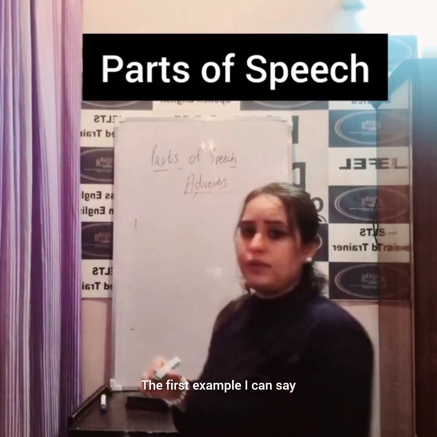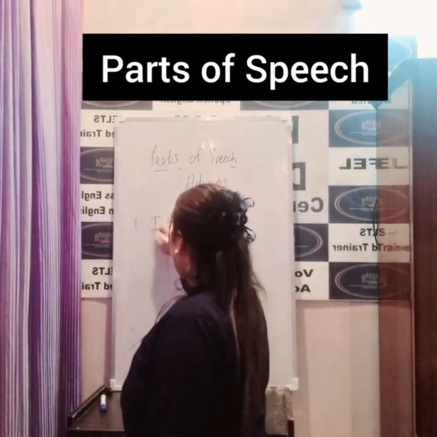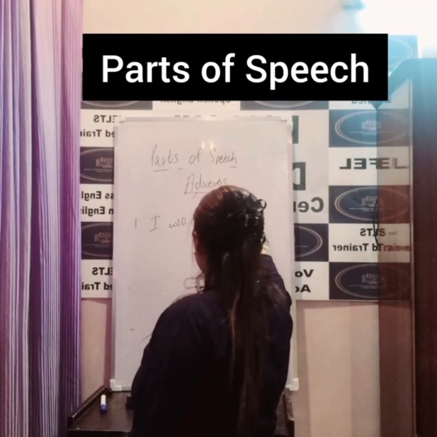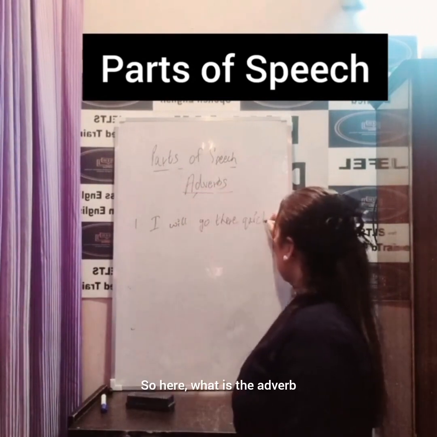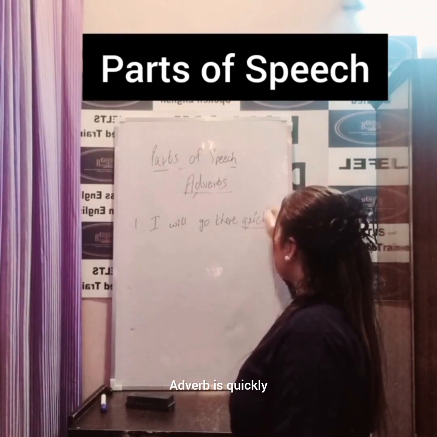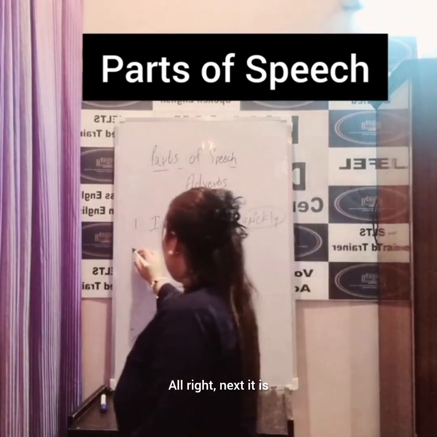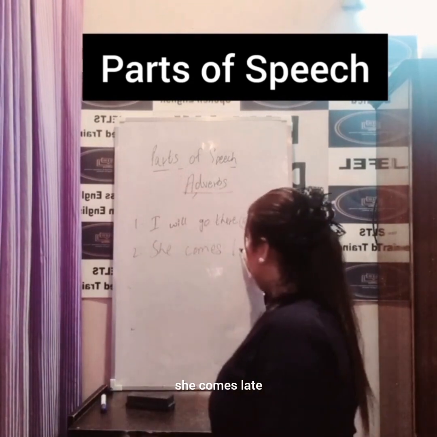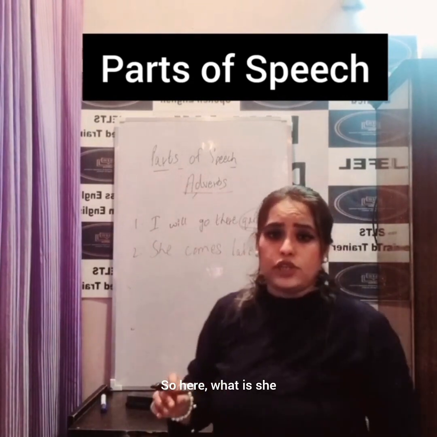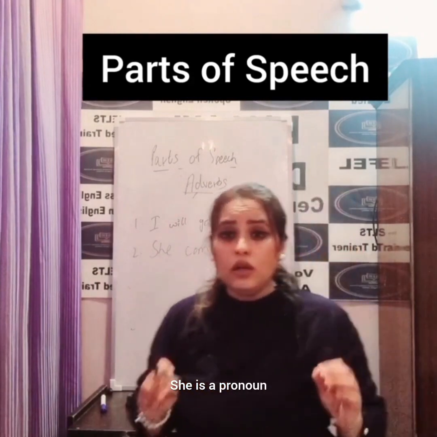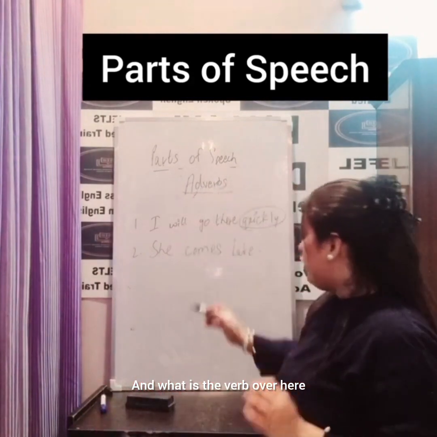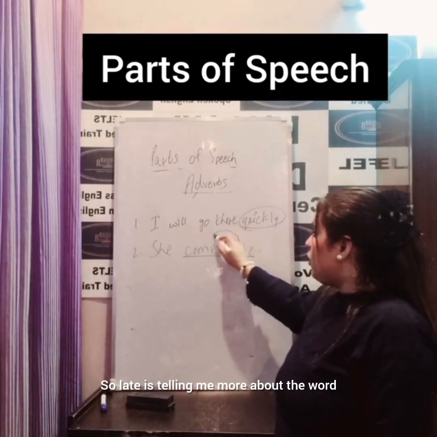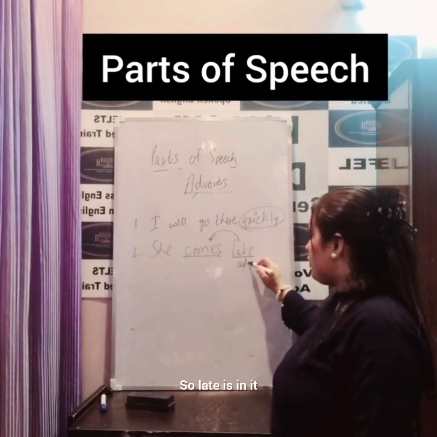The first example I can say, I will go there quickly. So here what is the adverb? Adverb is quickly. Alright, next it is, she comes late. So here what is she? She is a pronoun. And what is the verb over here? Verb is come. So late is telling me more about the verb. So late is an adverb.